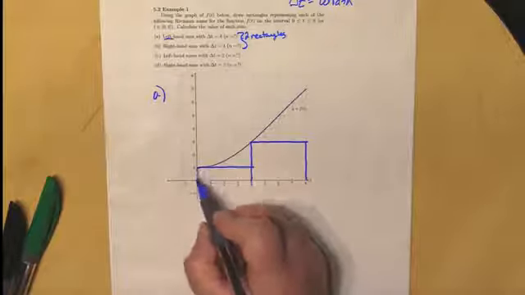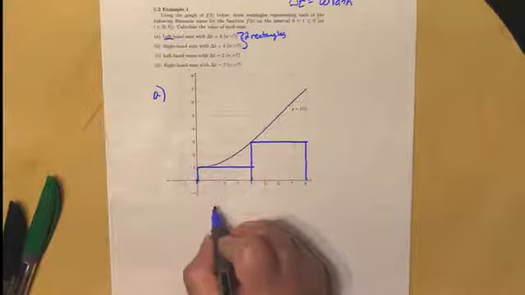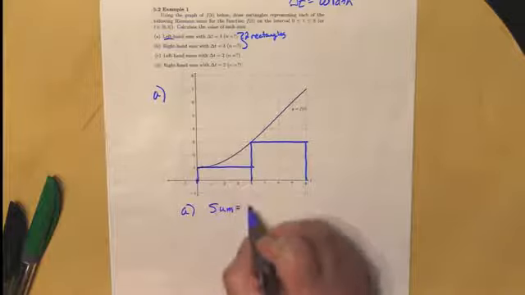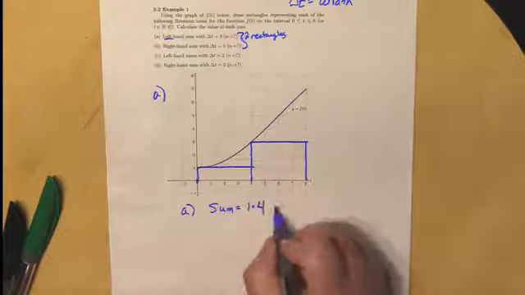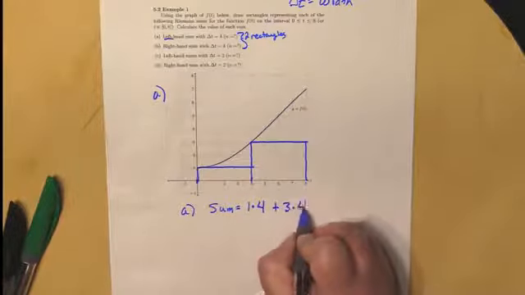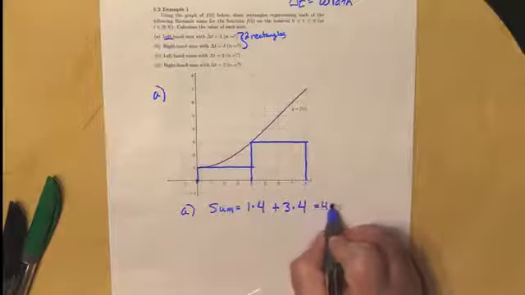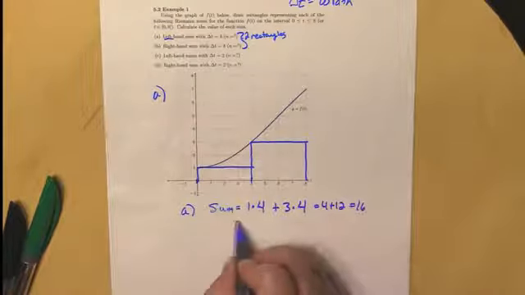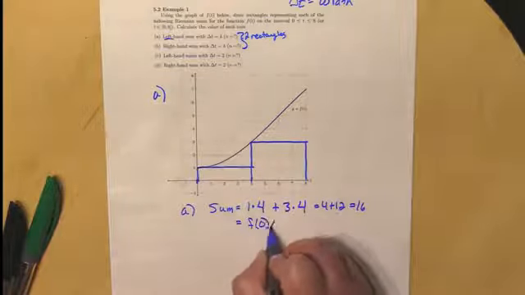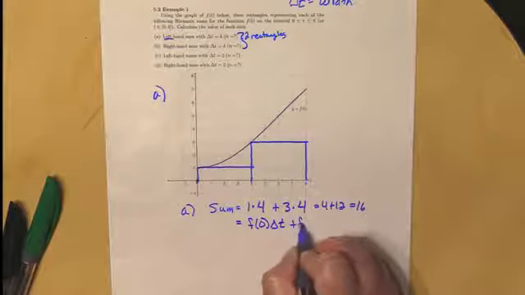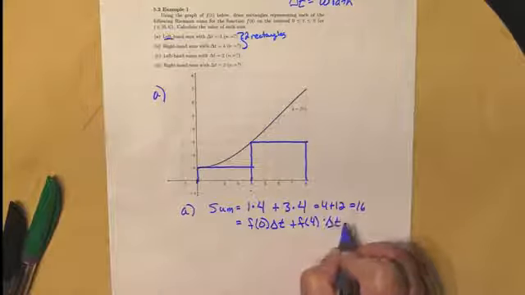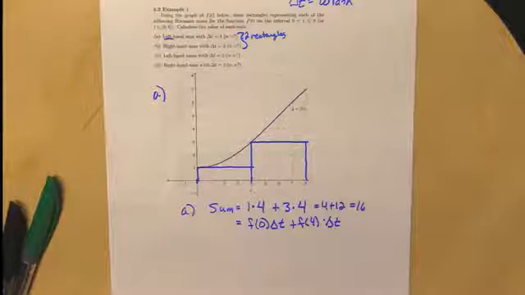4, and for part A, I'll just write this as the sum for part A. It's going to be our height is 1 times 4 plus our height is 3 and our width is 4. So this ends up being 4 plus 12 or 16. Now what this actually looks like, we plugged in f of 0 times delta t plus f of 4 times delta t, which is the more formal language for this one.